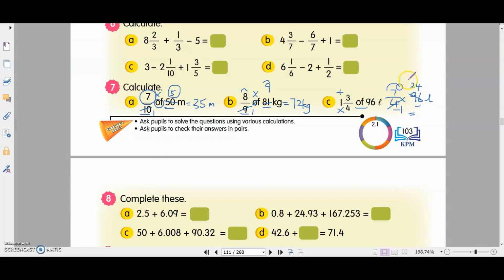Then you take 7 times 24. 7 times 4, 28. 7 times 2 is 14. 14 plus 2 is 16. And then you remember to write the unit, liters.